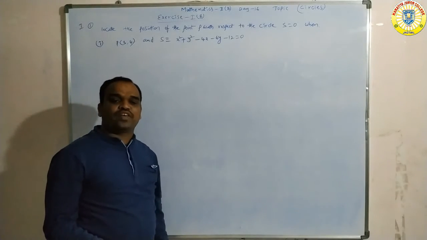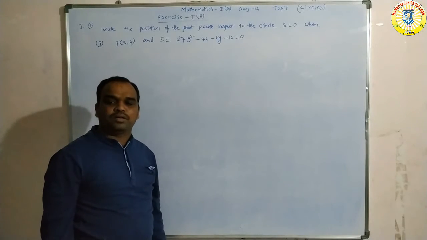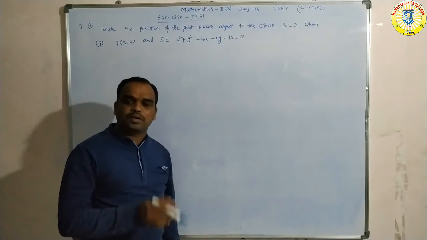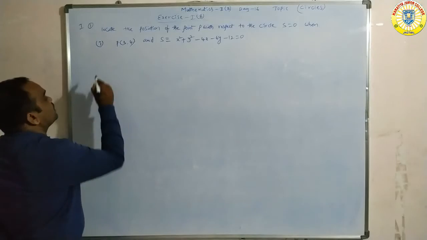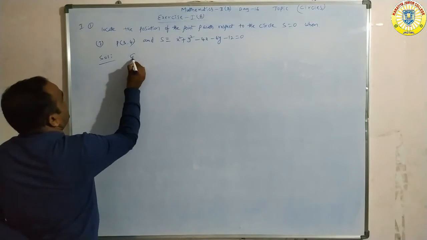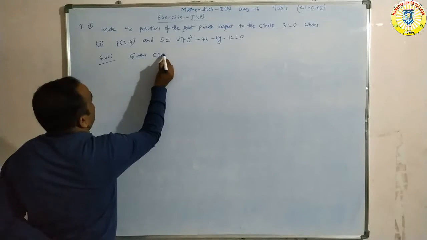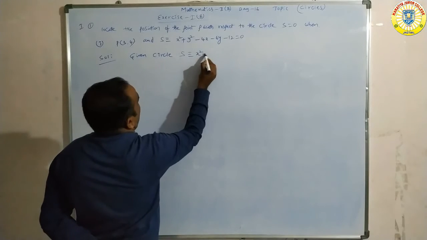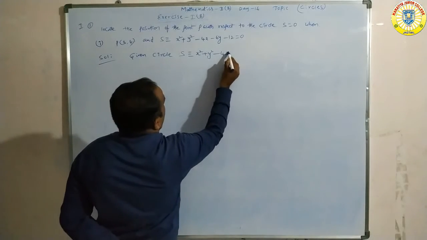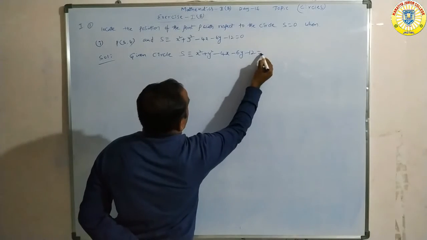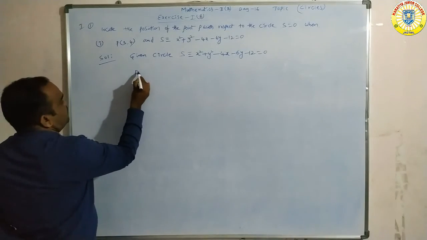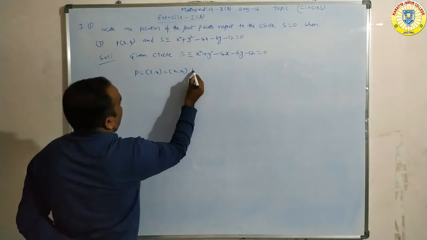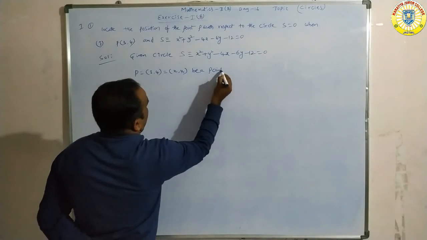By using which one can we find it, sir? The position, power of a point. What is the power of a point? S11. By using the S11 value we can find the position of a point with respect to the circle. See the solution. Here the given circle is S is equal to x square plus y square minus 4x minus 6y minus 12 is equal to 0. Here P is equal to 3 comma 4. This is nothing but x1 comma y1, a point. Okay now?